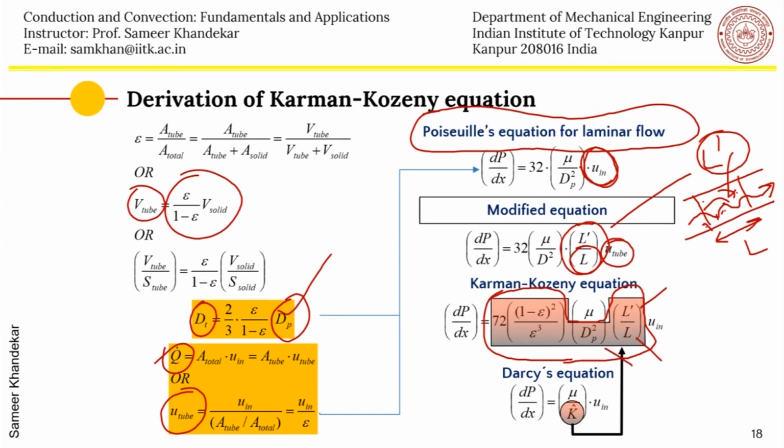Naturally, L dash upon L is usually greater than 1, and therefore this number 72, which has come from the pipe flow equation, the Poiseuille equation, may change depending on your porous media. This number can change from, let's say, 72 to even of the order of 220 or 250, and therefore, as I said earlier, the permeability has to be calculated.